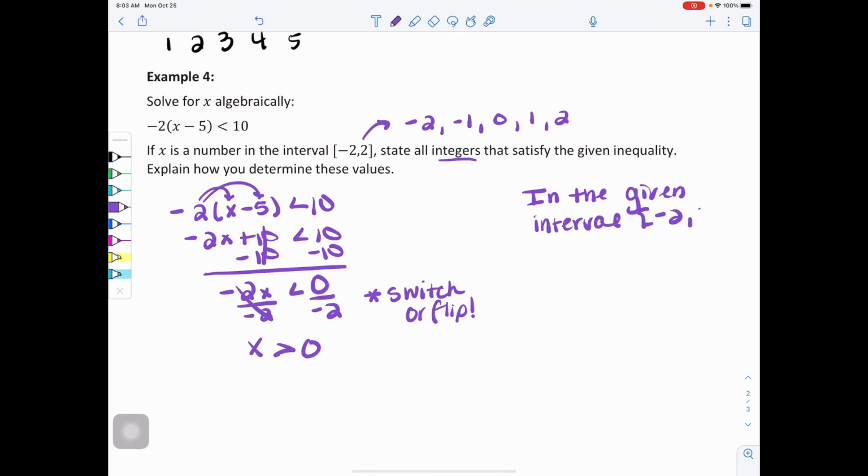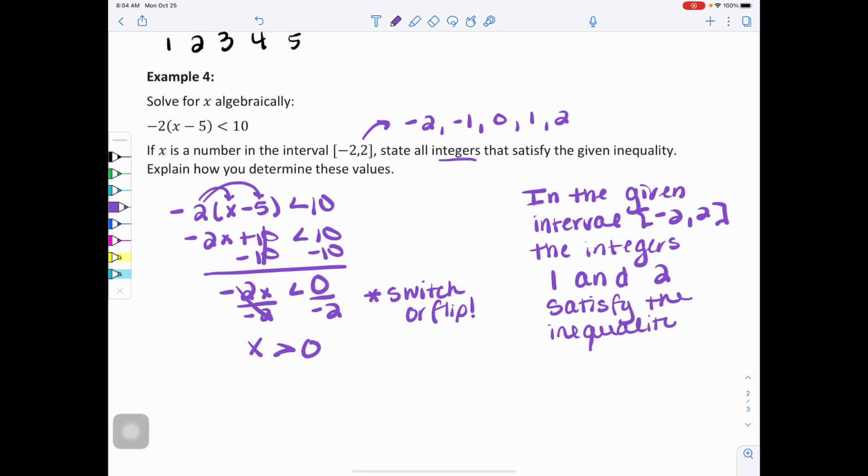So, in the given interval from negative 2 to 2, including those two numbers, the integers, now let's look. x has to be greater than 0, which means 0 is not included. So out of that list, the only numbers that are greater than 0 are 1 and 2. So in the given interval from negative 2 to 2, including those numbers, the integers 1 and 2 satisfy the inequality because they are greater than 0.